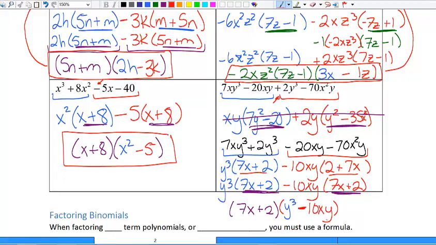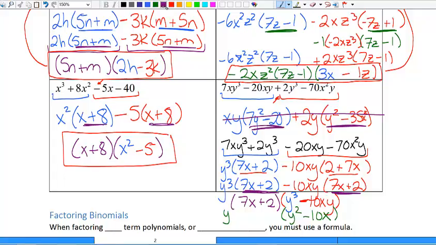Oh, so close. I'm almost done. Here's the reason why before I might have been done, but I'm not done on this particular problem. 7x plus 2, there's nothing else that can be factored out there. That's completely factored. But on the second term, y cubed and 10xy, do you see how they both have a y in them? So because they both have a y in them, I'm going to factor out a y, which leaves me with y squared minus 10x.